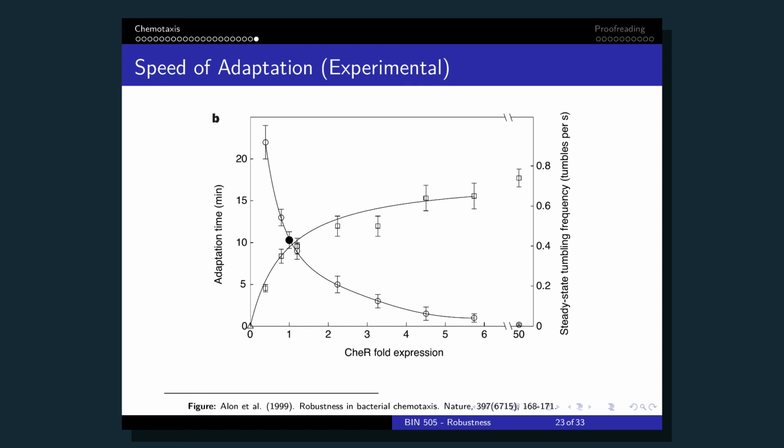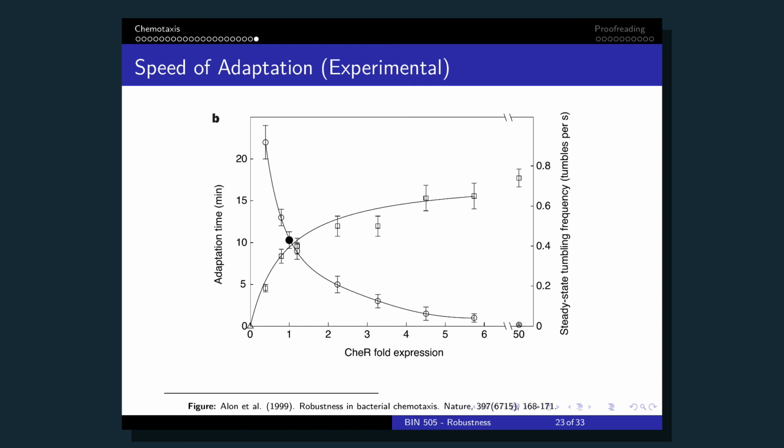Now notice what happens when you reduce R. The little square data points are the tumbling frequencies for different fold expressions. And the right side scale is the values for that. So when you're going down to, for example, half the amount of wild type R expression, the tumbling frequency drops down to about 0.2 per second. And notice that the adaptation time for the same bacterium, which is the circle at the same fold expression, is above 20, close to 25 minutes of adaptation.